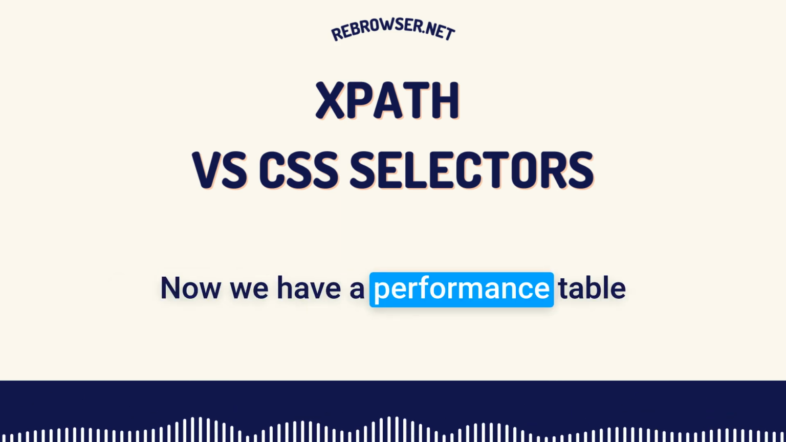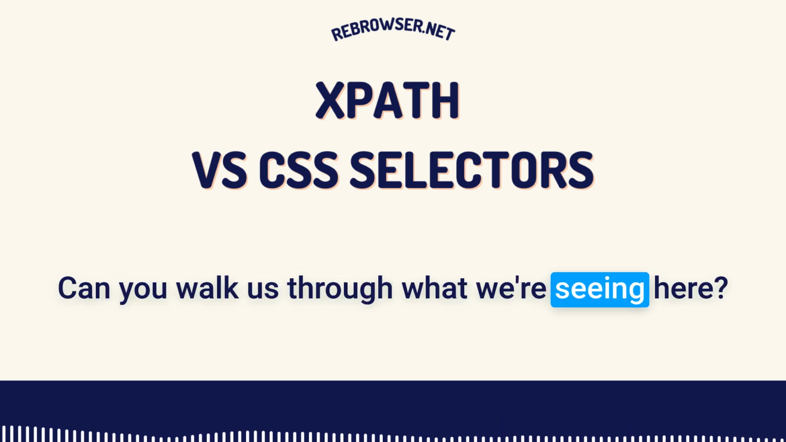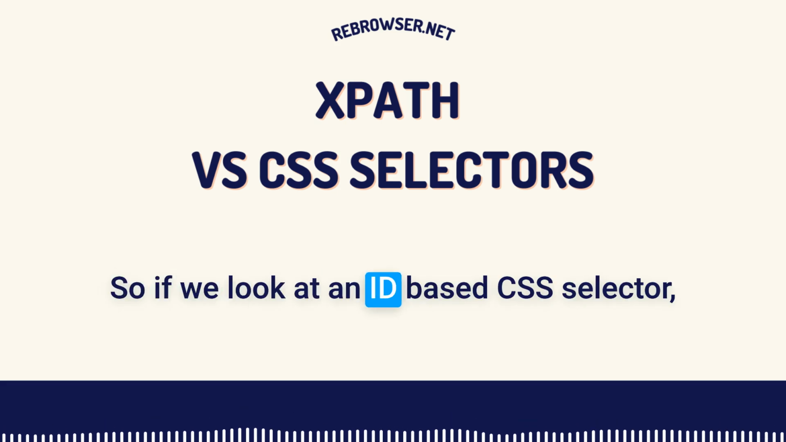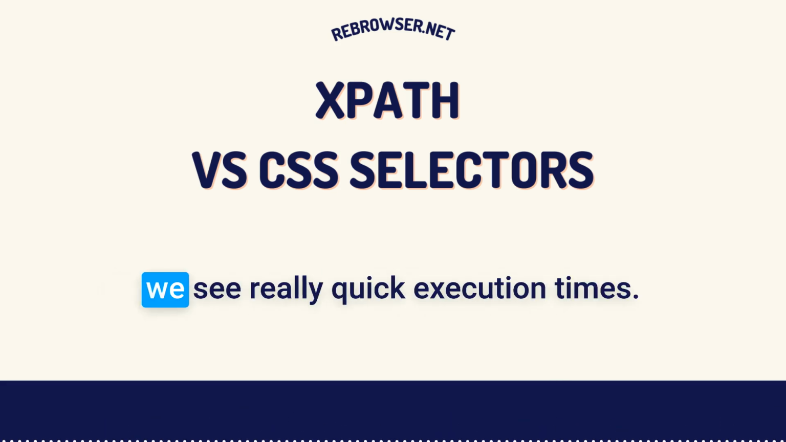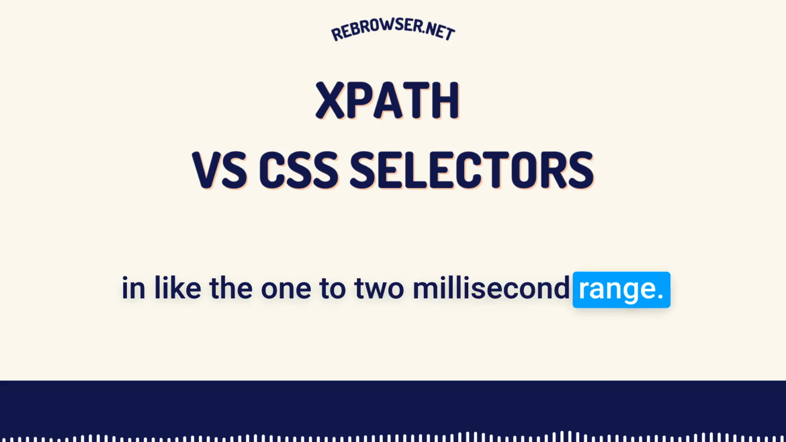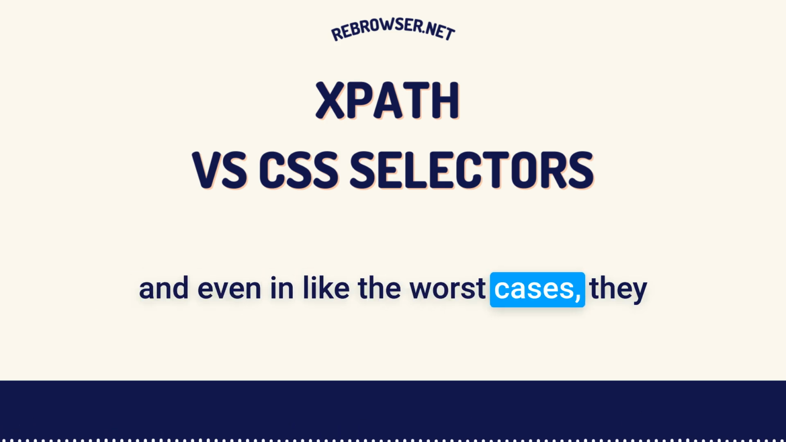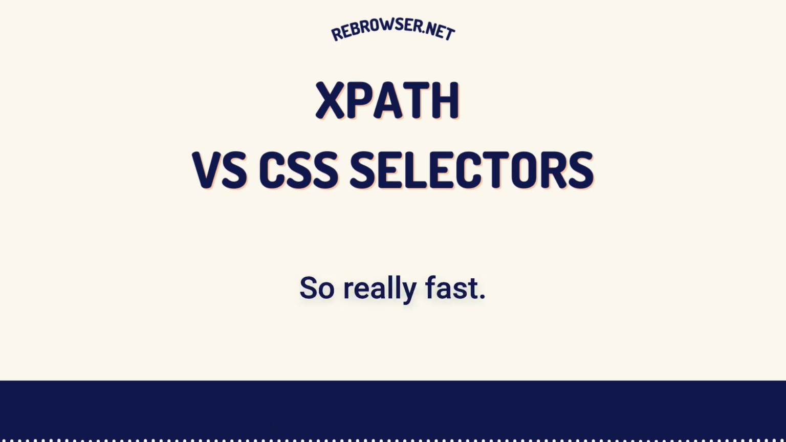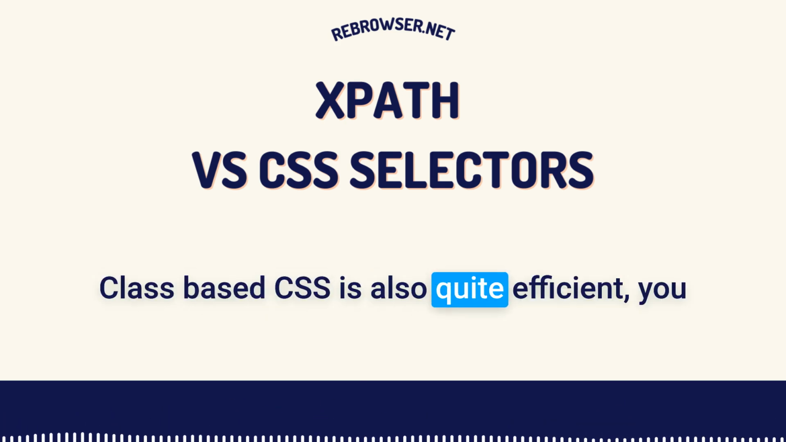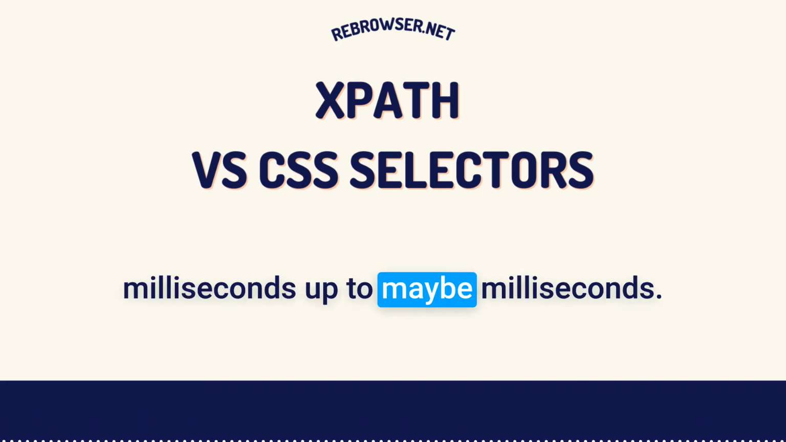Now, we have a performance table here that illustrates this. Can you walk us through what we're seeing here? Absolutely. So if we look at an ID-based CSS selector, we see really quick execution times. In optimal conditions, they're typically in the 1 to 2 millisecond range, averaging around 2 to 3 milliseconds. And even in the worst cases, they usually stay within 4 to 5 milliseconds. So really fast. Super fast. Class-based CSS is also quite efficient, typically ranging from about 2 to 3 milliseconds up to maybe 7 or 8 milliseconds.